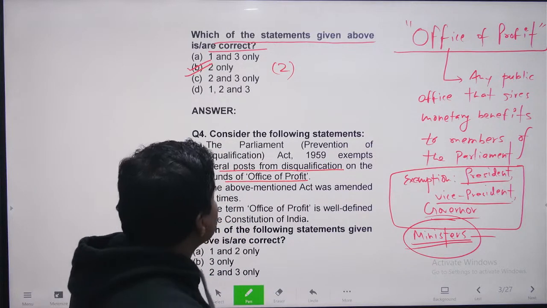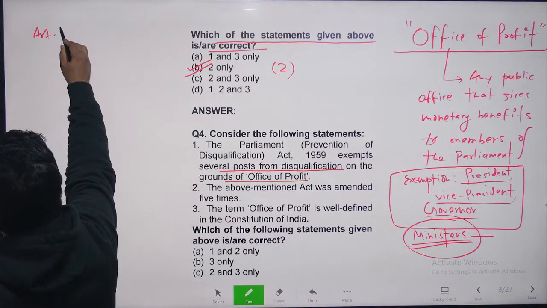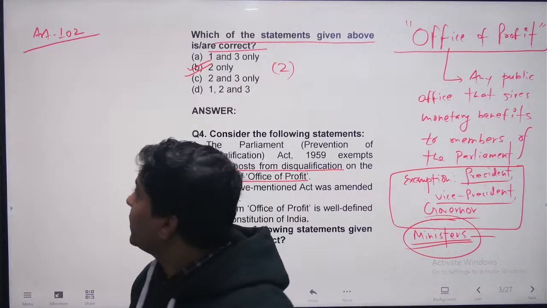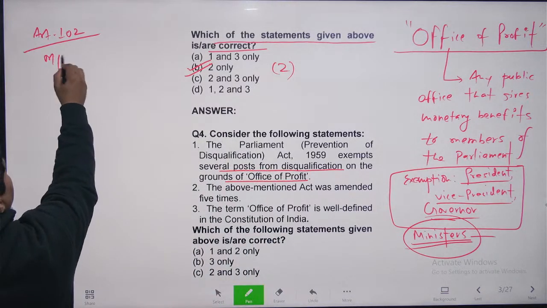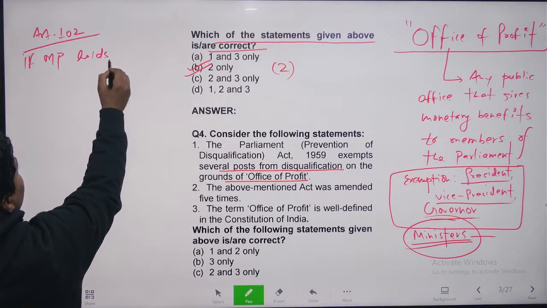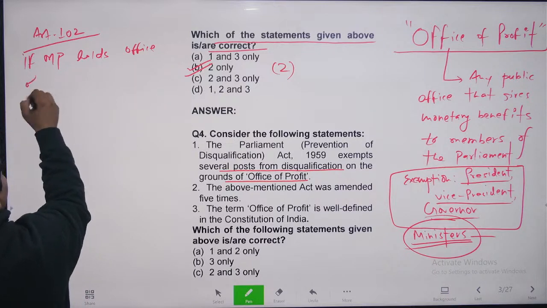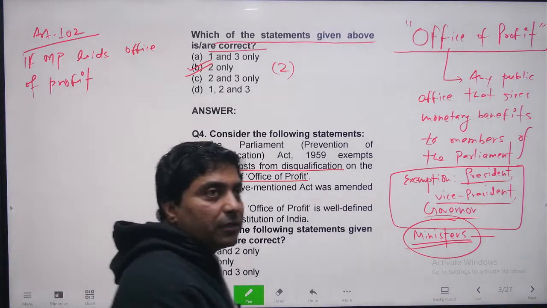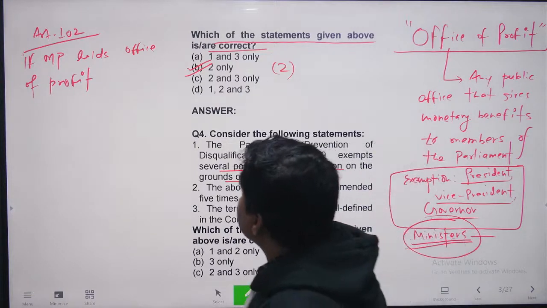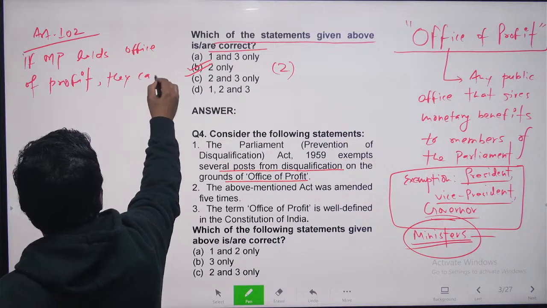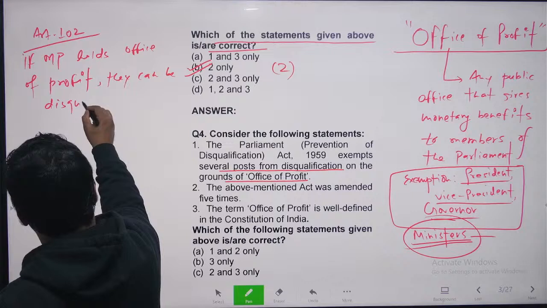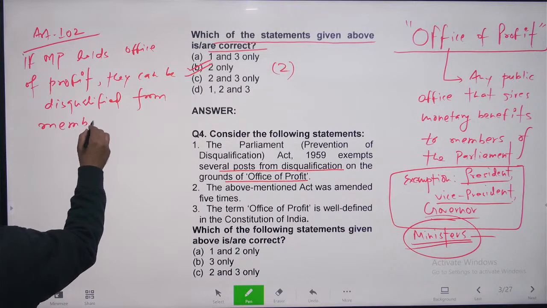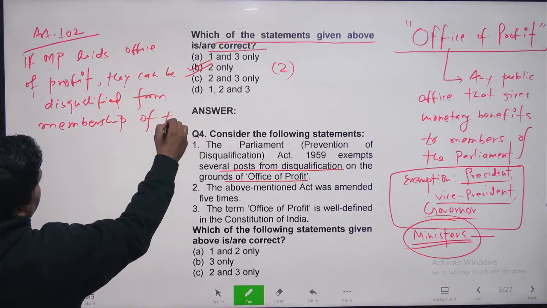Now, if you look at Article 102, which says something about office of profit. It says that if any MP, meaning member of parliament, holds an office of profit, they can be disqualified from membership of the parliament.